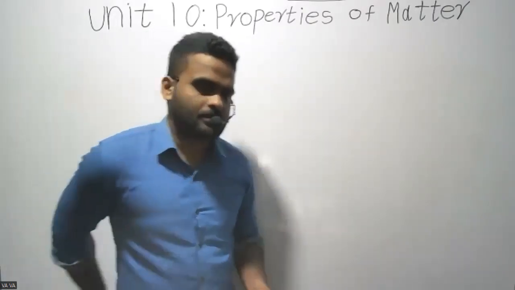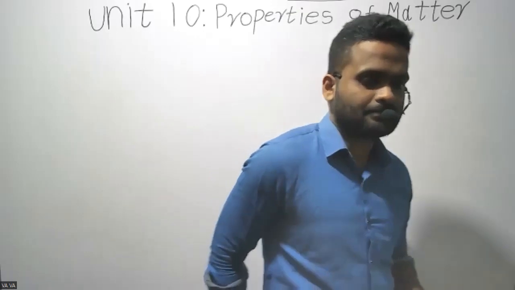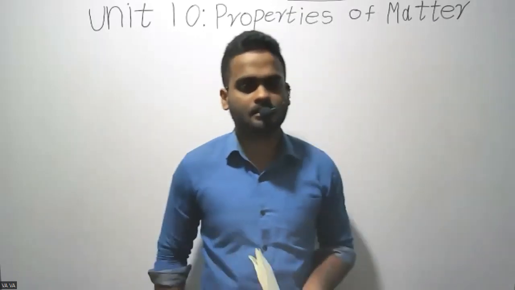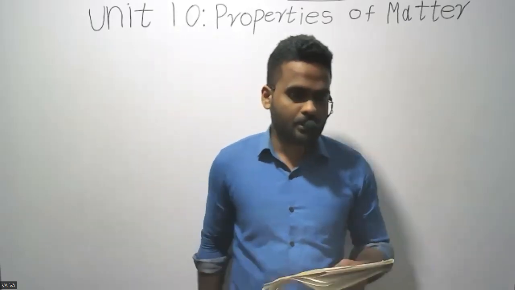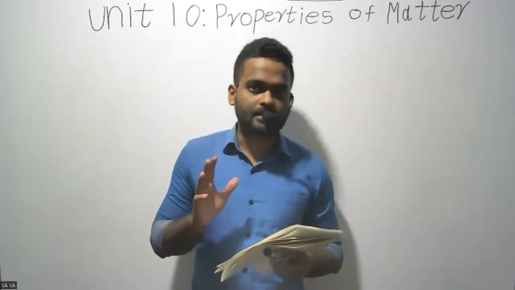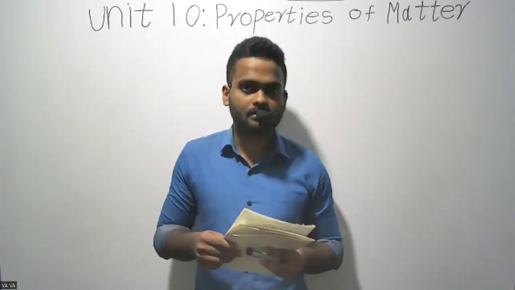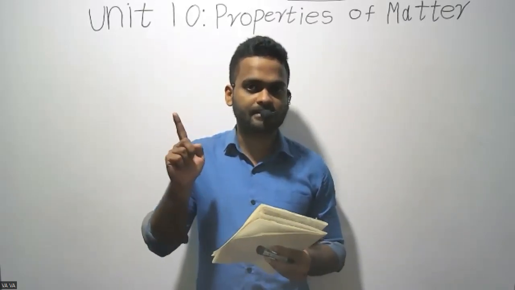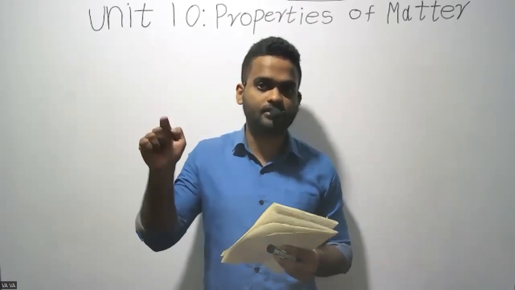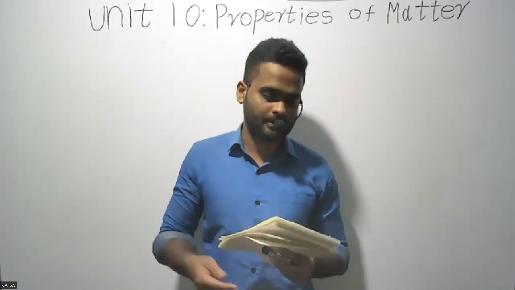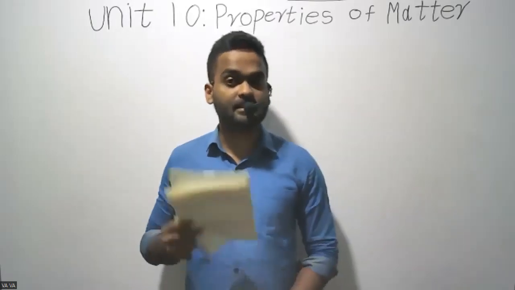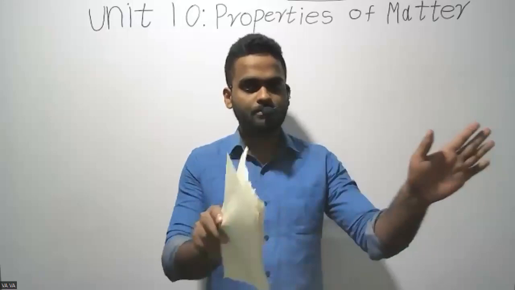Unit 10, Properties of Matter. Right. So this unit contains 3 parts. First one is elasticity. Then viscosity. Other one is surface tension. So this unit can be divided into 3 main parts.